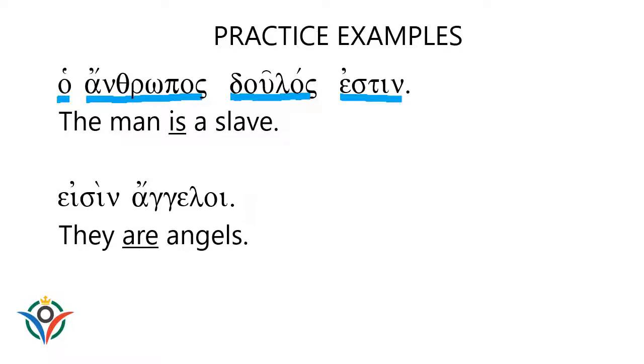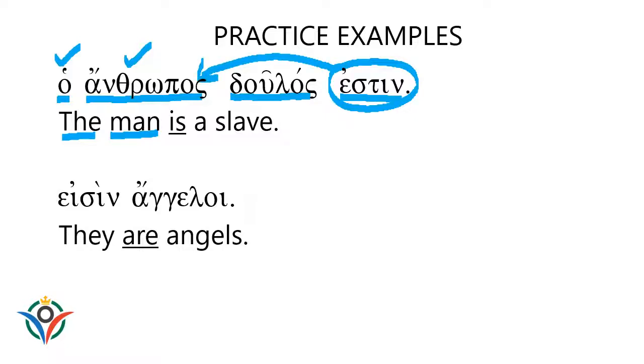Well, we have the subject there, ho anthropos, which is translated as the man. And here we have estin, right, the linking verb, which agrees in person and number with the subject. And because this is the present tense, we want to communicate the imperfective verbal aspect, so we use is. And then we have our predicate nominative, doulos, which is slave, which we translate there as a slave. So the man is a slave. So slave is renaming the man.